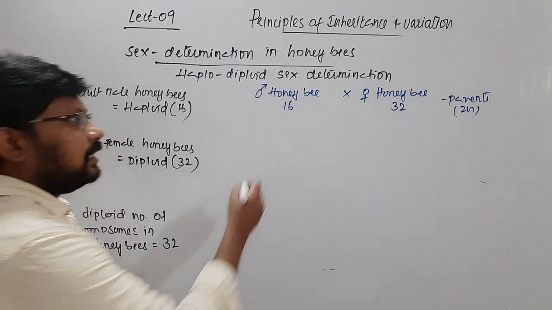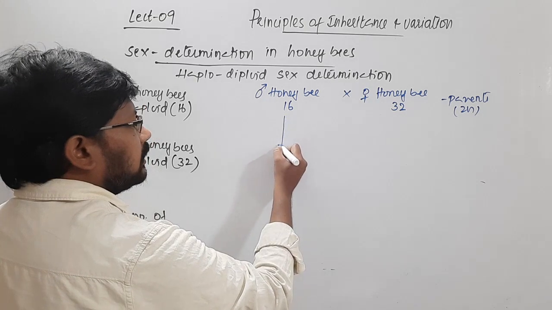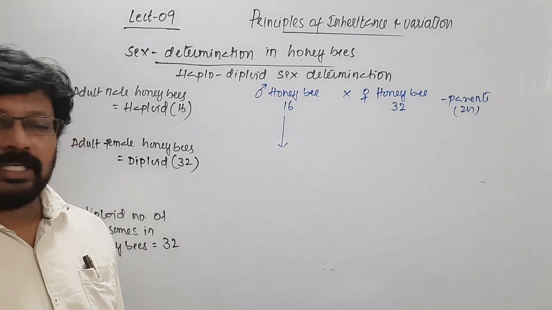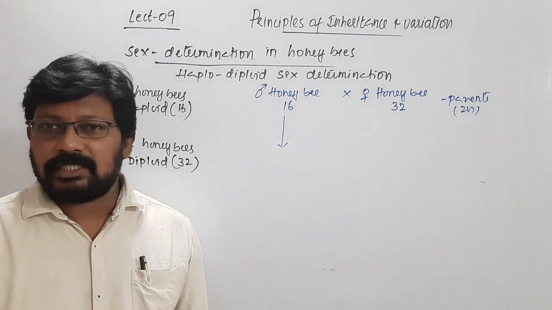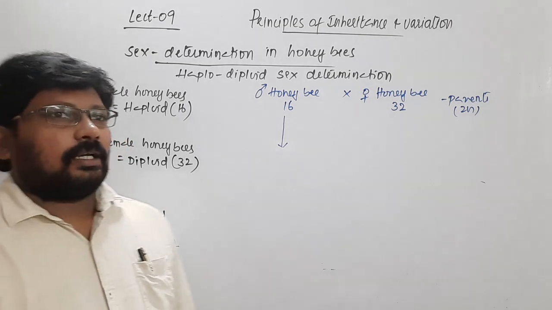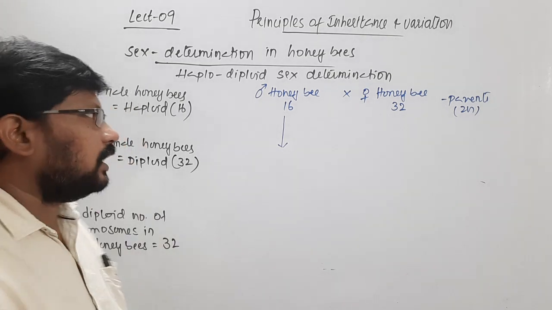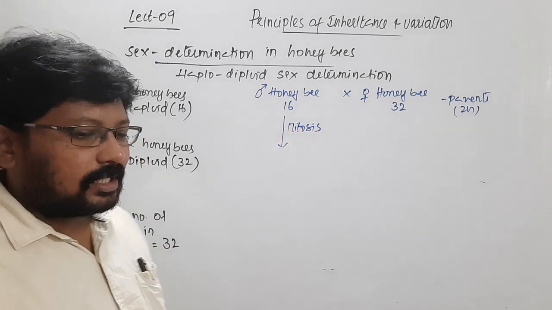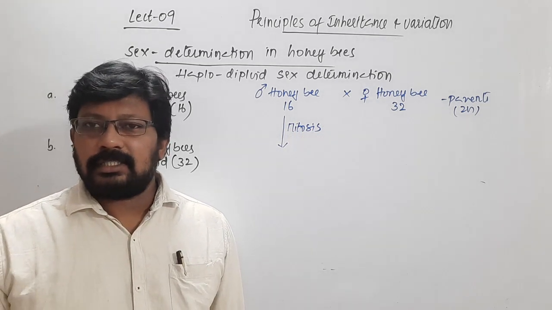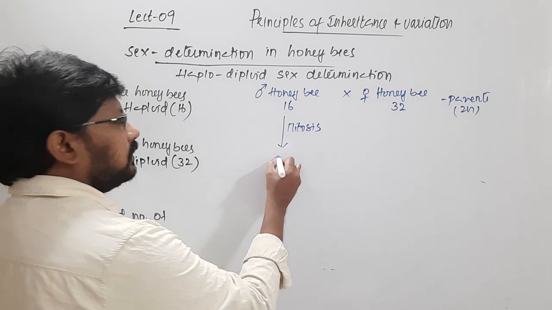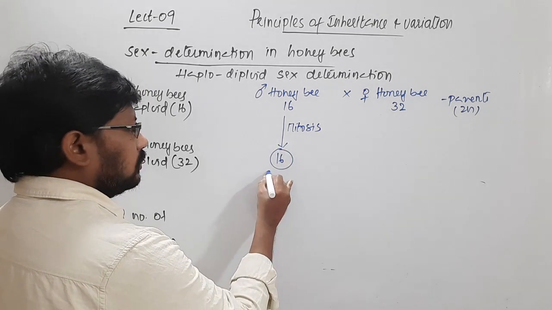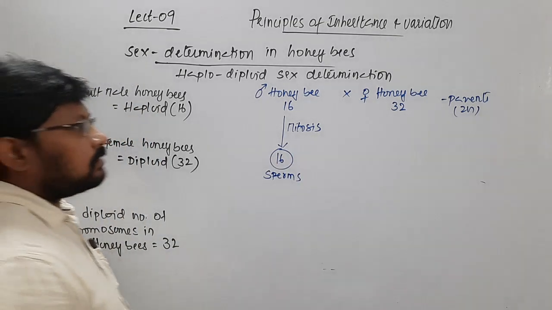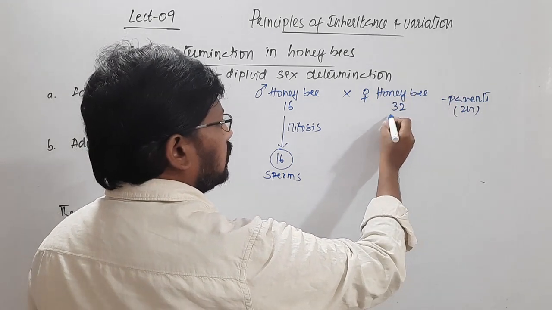Now here, as the male honeybee is haploid, it's already haploid, so no meiosis takes place in its reproductive organs. Instead, mitosis takes place in its reproductive organs, and it results in the formation of sperms with 16 chromosomes. So these are sperms with 16 chromosomes. Now coming to the female honeybee, it is diploid.